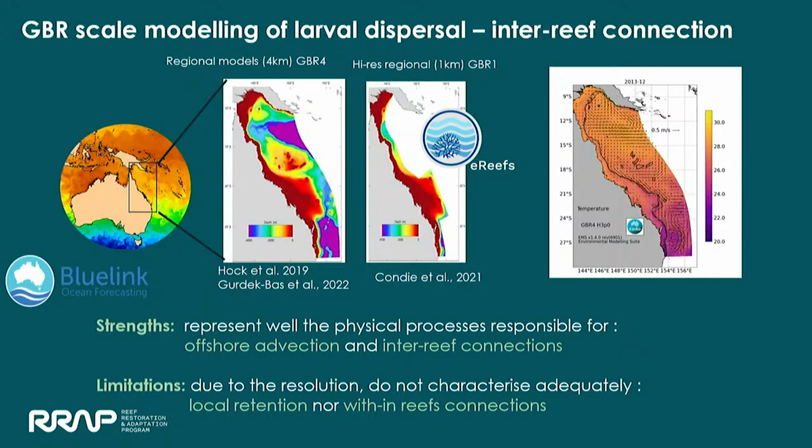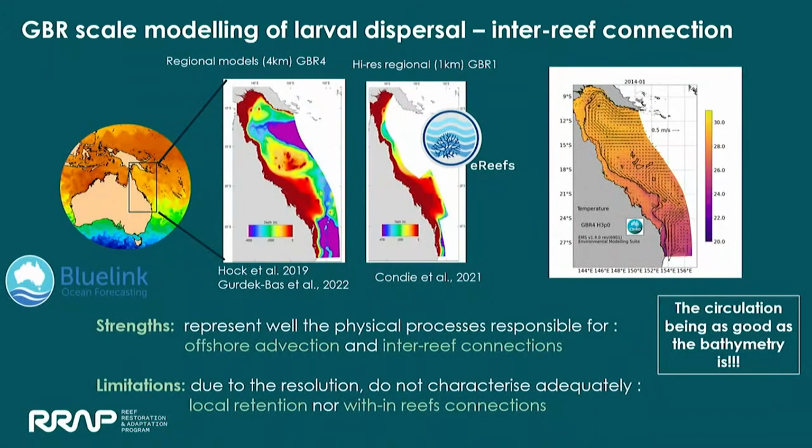But at the scale of the reef, with a 4K resolution, or even a 1K, you cannot reproduce the local retention or the within-reef connection. It's not possible. The size of the model cannot do that. You won't be able to represent the flow between the channels in a reef, unless your channel is 8 kilometers wide, right? It's just not possible. So we need to think about that when you use those products downstream.